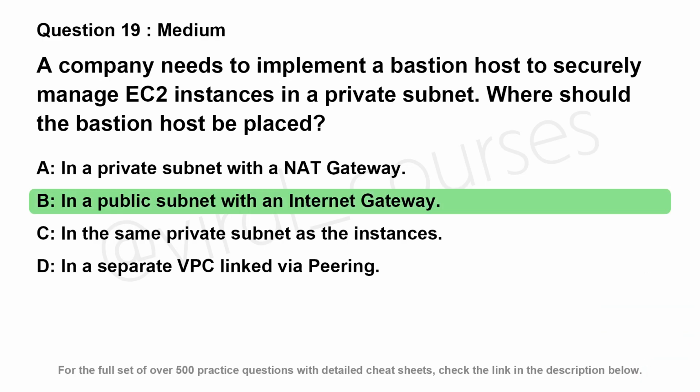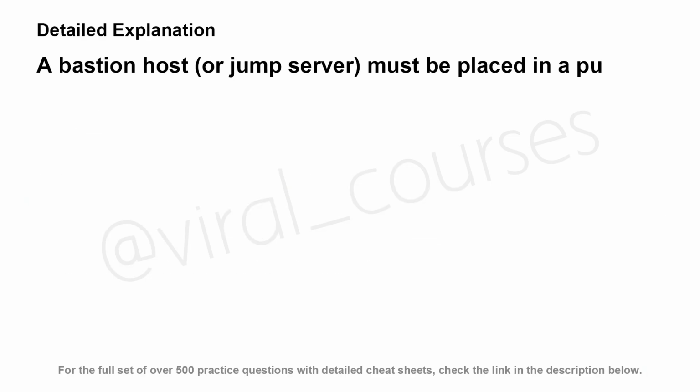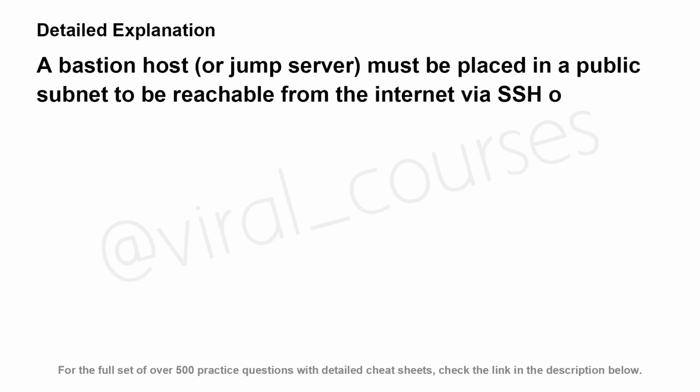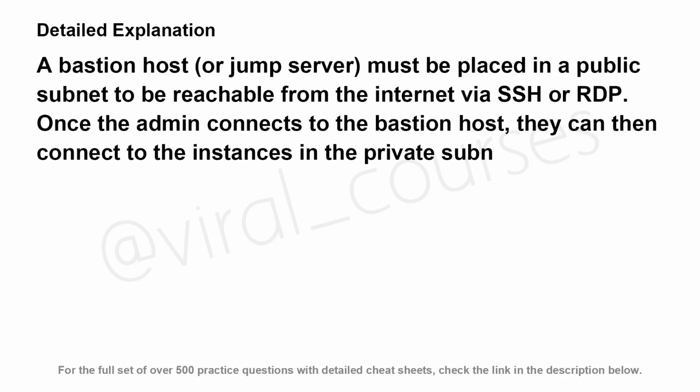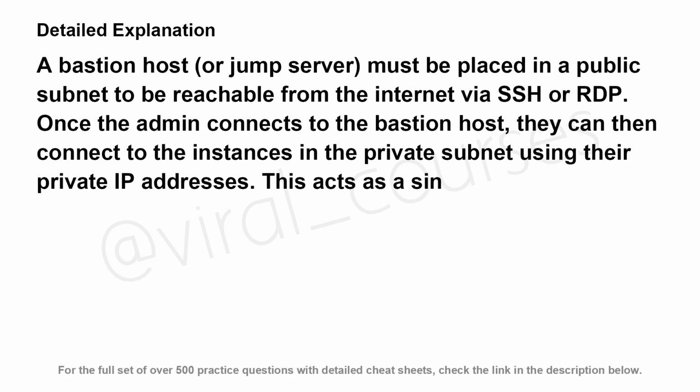The correct answer is B. A bastion host, or jump server, must be placed in a public subnet to be reachable from the internet via SSH or RDP. Once the admin connects to the bastion host, they can then connect to the instances in the private subnet using their private IP addresses. This acts as a single, hardened entry point.